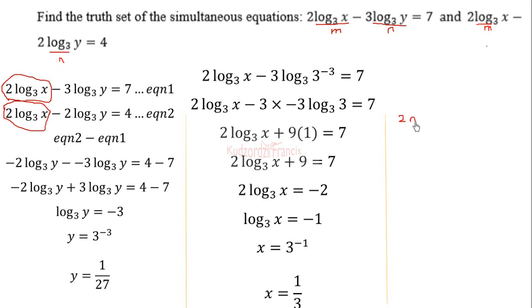2m minus 3n is equal to 7. Then the second one, you have 2m minus 2n is equal to 4.